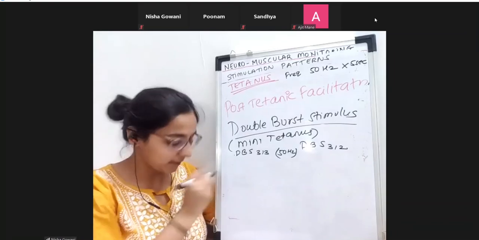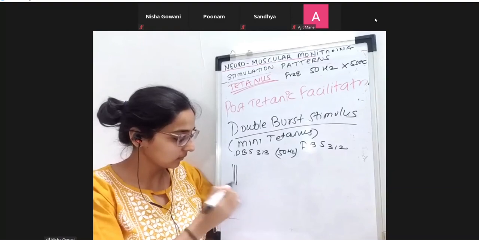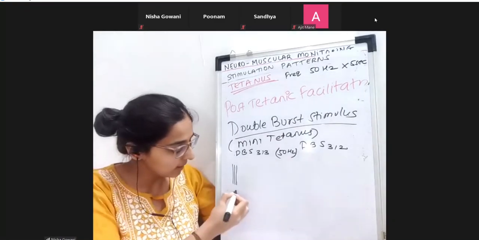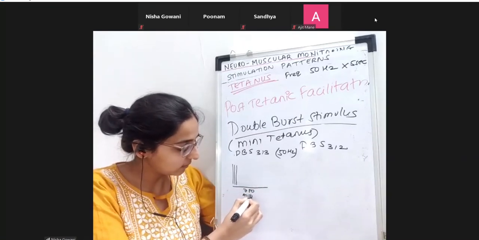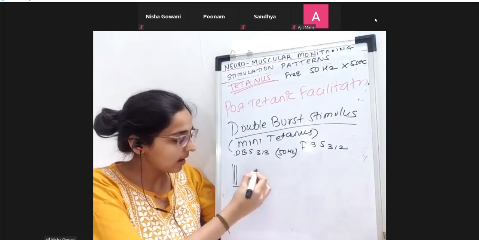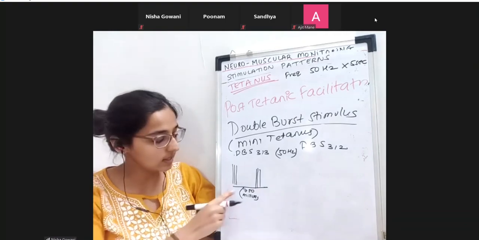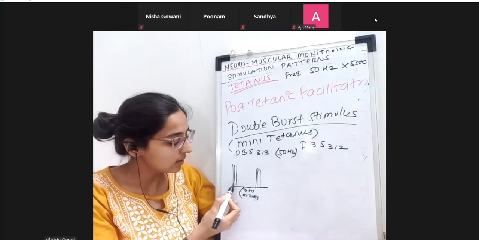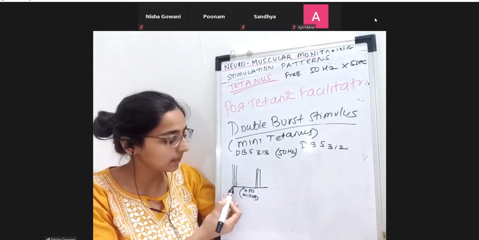So, I'm going to give over here 3 impulses. 1, 2, 3. There are going to be 3 impulses of 50 hertz. Okay. Then there will be a break of 750 milliseconds. Then I'm going to give 3 more impulses. Okay, so this is double burst, meaning this is the current I'm giving. The current is going 3 times over here. 3 incidences, and it's going at the speed of 50 hertz.